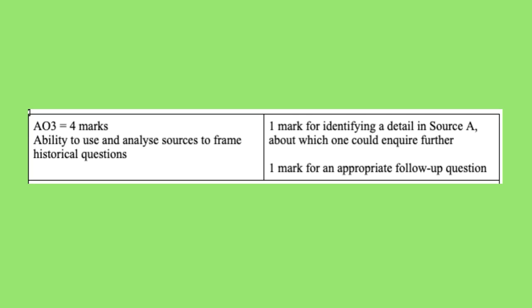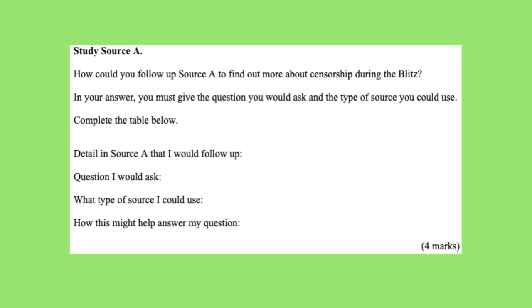As you can see, all 4 marks here are awarded for AO3, which is your ability to use and analyse sources to frame historical questions. So you can see that's really, really important here. Let's take a look at an example to see this put into action.